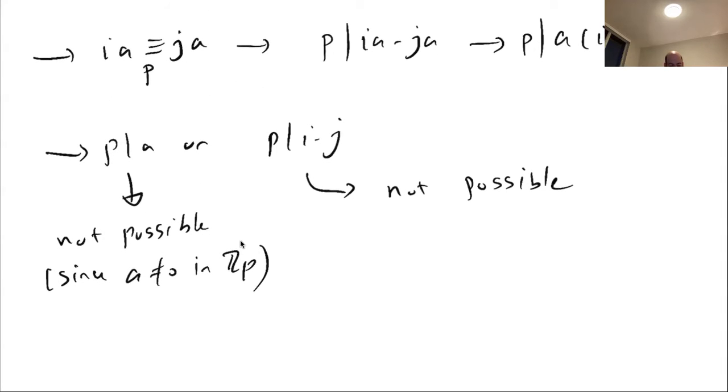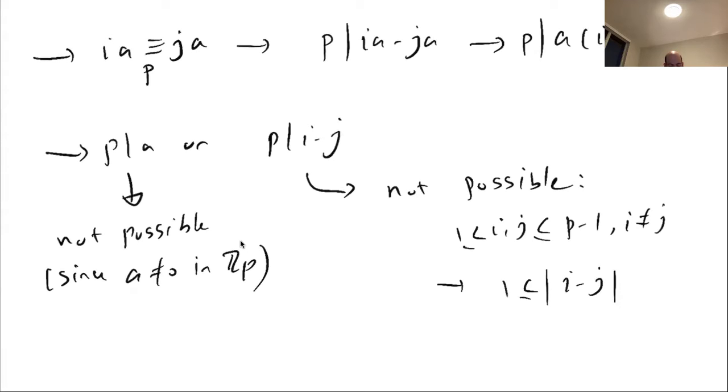Why? Because i and j are both between 1 and p minus 1 and i is not equal to j. So i minus j will be, let's say in absolute value, bigger than or equal to 1 and less than or equal to p minus 2. So if you subtract two numbers, both between 1 and p minus 1, and they are not equal to each other, you get a number which is at least 1 and at most p minus 2. And none of the numbers between 1 and p minus 2 are divisible by p.